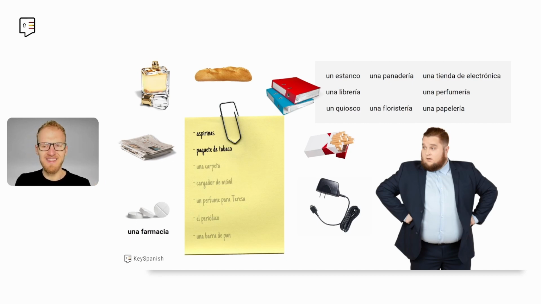What about el paquete de tabaco? Paquete de tabaco, ¿dónde lo compra, Sergio? It would be en un estanco. Un estanco. That's a place in Spain where you can buy tobacco. And then la carpeta, en una papelería. Una carpeta, un cuaderno, bolígrafos, este tipo de productos en una papelería.